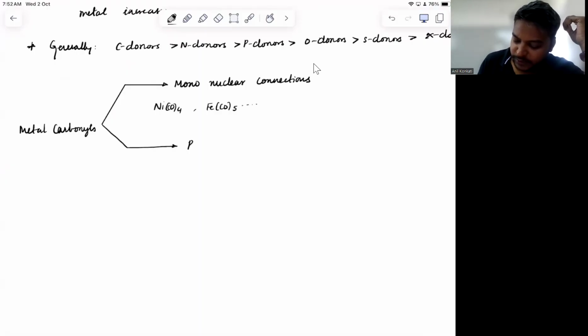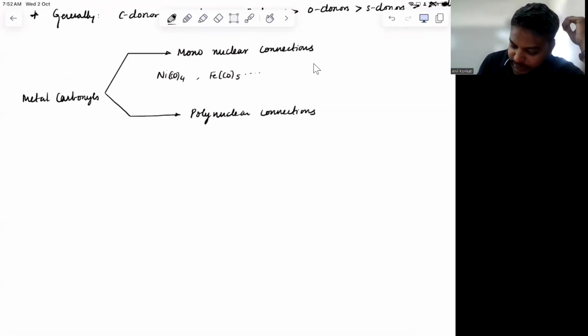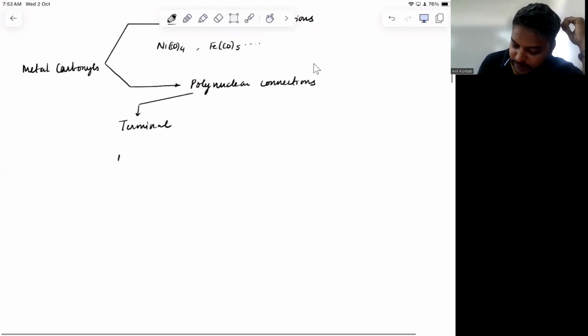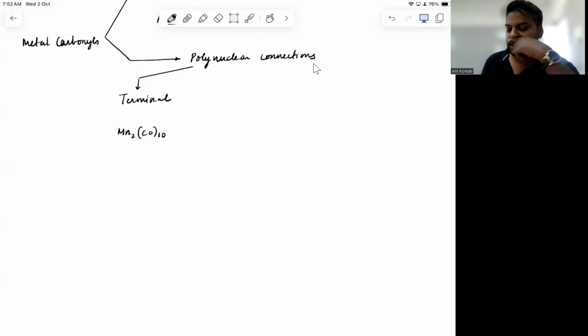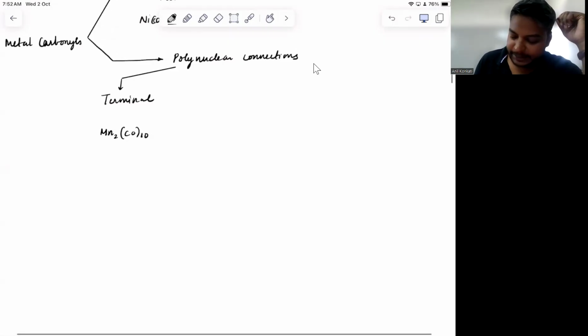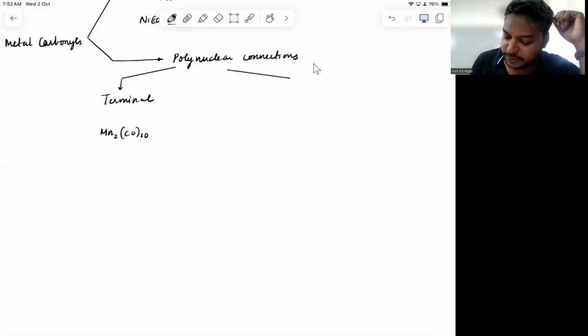Then we have polynuclear connections. Within that, again, we can have two ways. One is terminal polynuclear connections, which means something like bidentates. So Mn2CO10. The other form is bridged.